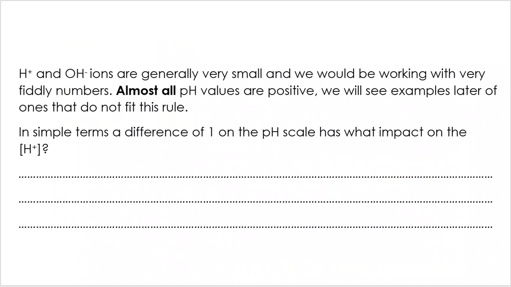So H+ and OH- ions are generally very small. We'd be working with very fiddly numbers. Almost all pH values are positive. We are going to see that there are negative examples, which you won't have seen before A level. But what would be the simplest way to say what a difference of 1 on the pH scale would do to the concentration of H+? And this is really following on from that Richter scale idea. For every time you increase or decrease your pH by 1, you are changing the concentration of H+ ions by a factor of 10.